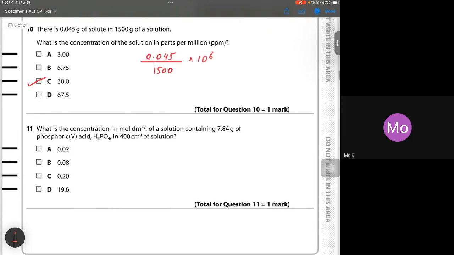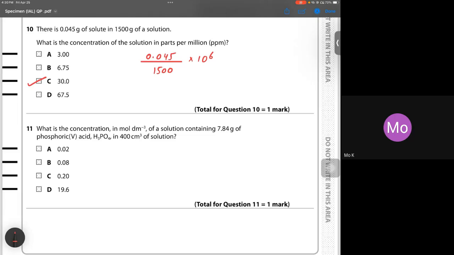Then question number 11. What is the concentration in moles per dm cube of a solution containing 7.84 grams of phosphoric acid, H3PO4, in 400 centimeter cube of solution? They're asking the concentration in moles per decimeter cube, but they have given the mass. So you have to convert the mass into moles, and then convert the centimeter cube into the decimeter cube. Then you divide moles by volume.